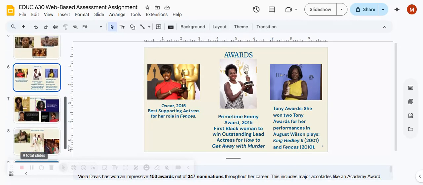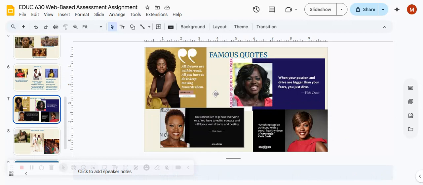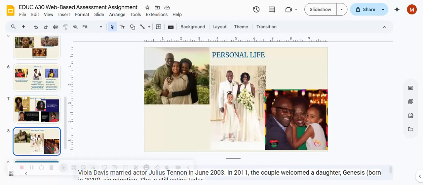I forgot this slide. On this page, I created a slide of her most famous quotes. Notice how I used images here to make it more exciting for my audience to look at as I am presenting. And although not required, I also included a slide with her personal life.